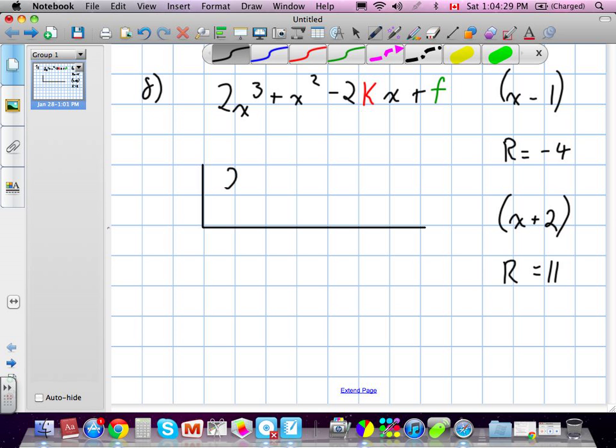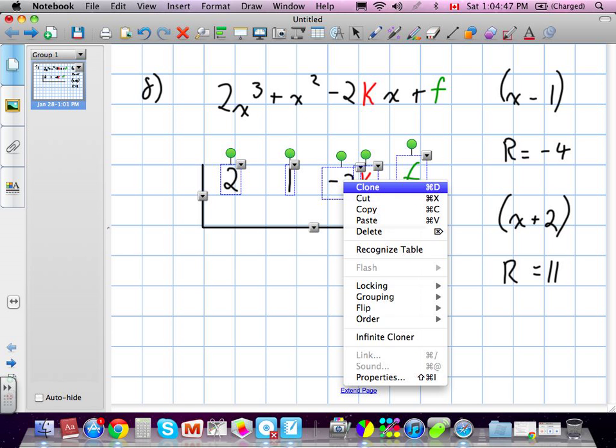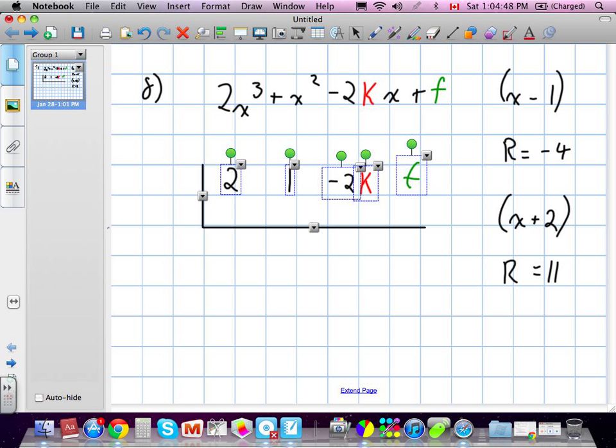So we have 2, 1, now -2, and then technically k and f. Okay. In our first example, and we're going to have to actually do 2 examples of this because they've given us 2, right? So we have one set up, and then we're just going to copy and paste this for the second one. Perfect.